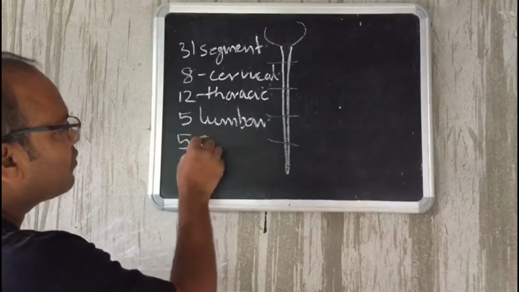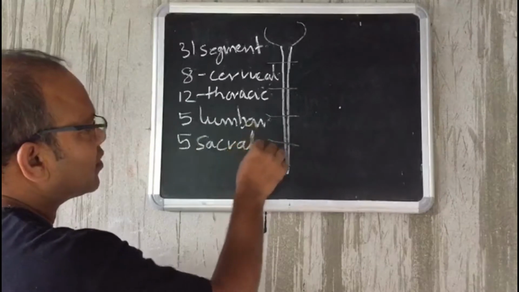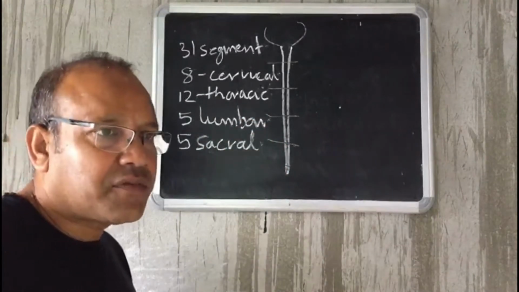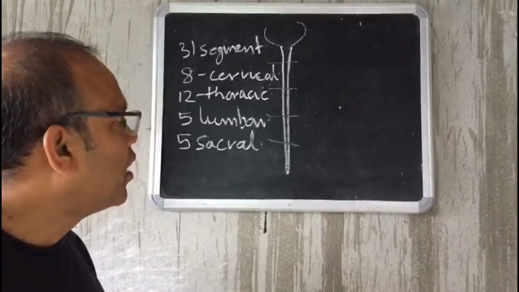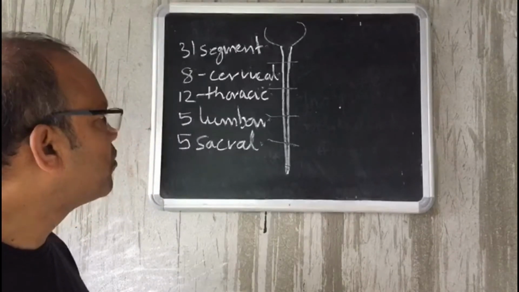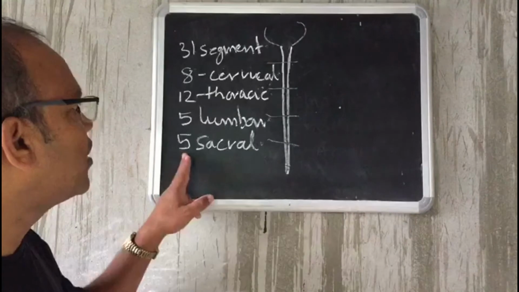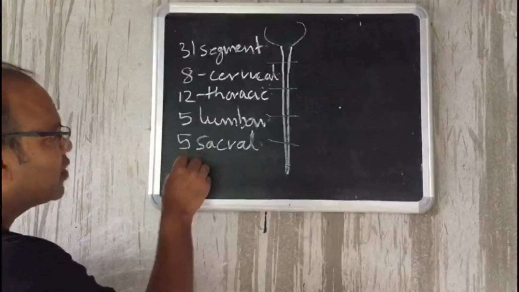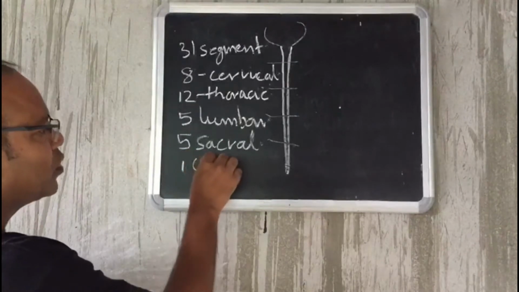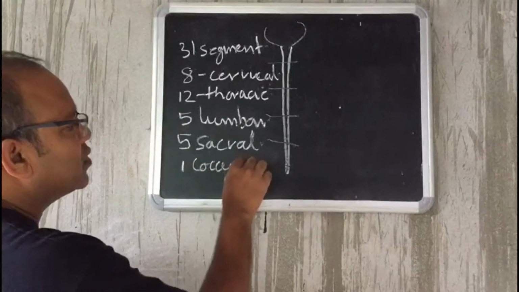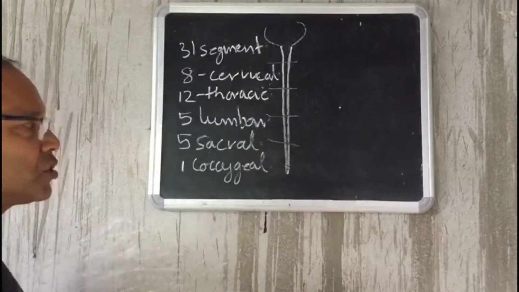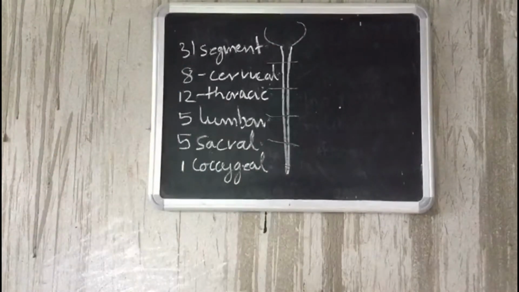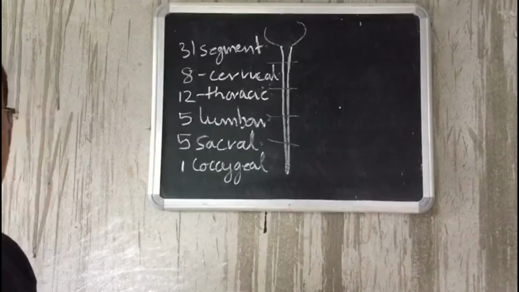Then we have the 5 sacral segments which lie just above the coccygeal bone, and here the bones are fused together. The segments are 5 segments which is called the sacral segments, and the final one is called the coccygeal segment. So there are altogether 31 segments.